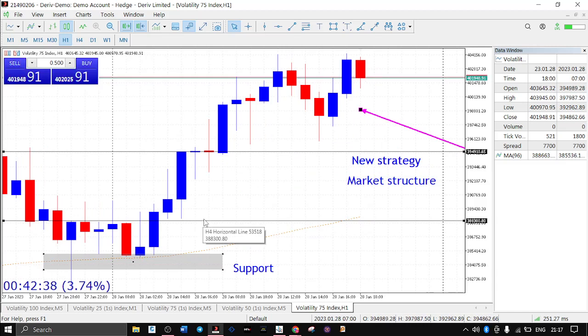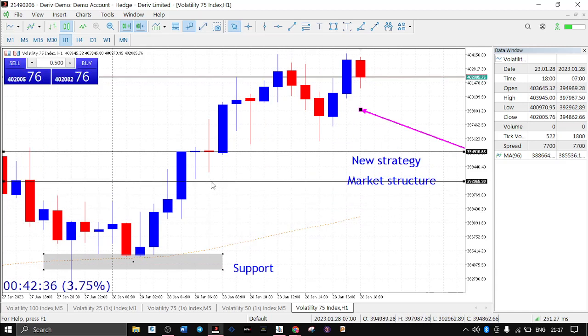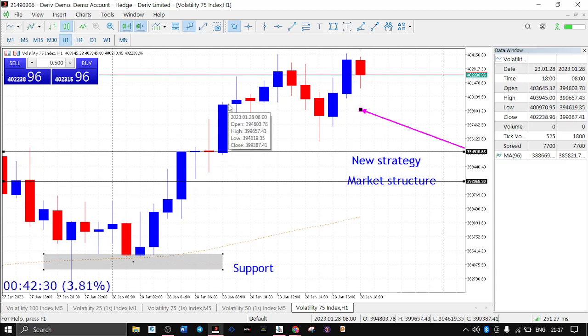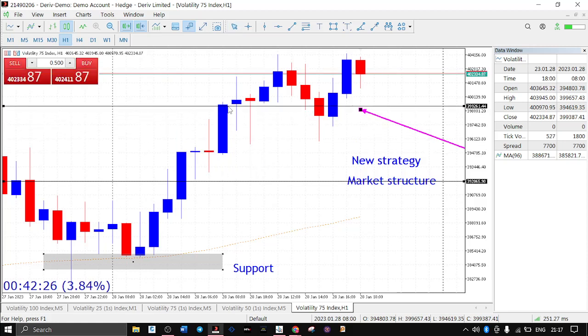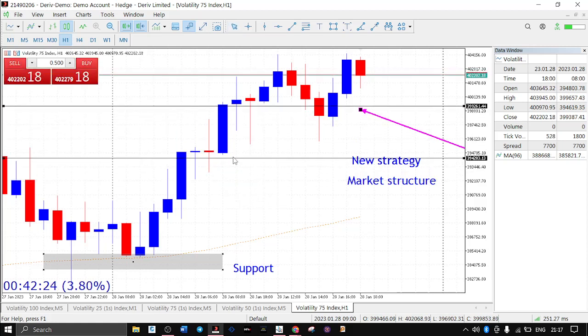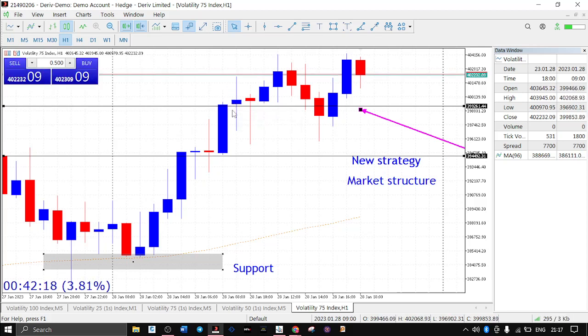The same thing applies here. When you buy around here, you put here your stop loss, market will come down, it won't attack your stop loss. Boom. You see, the market has boomed to the upside. Still, even though you buy here and you put your stop loss below this candle, market is respecting your stop loss.